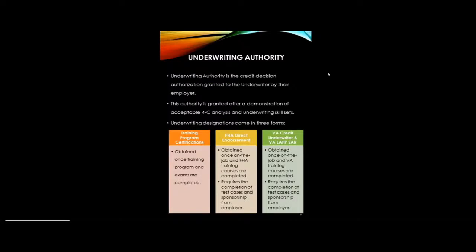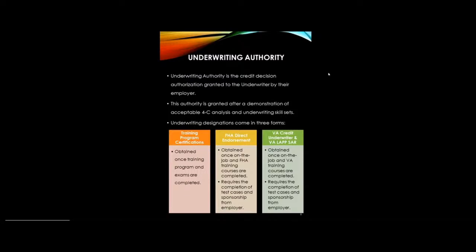The underwriting authorities. Underwriting authority is the credit decision that is granted to the underwriter by the employer. Now, there's different types of certificates, credit decisions that are allowed. Let's just go over a little bit of what they are.